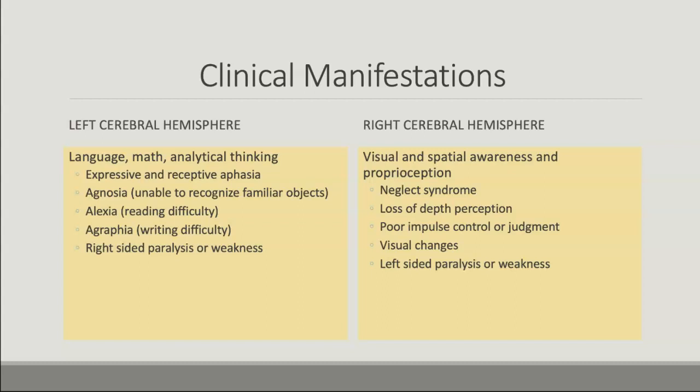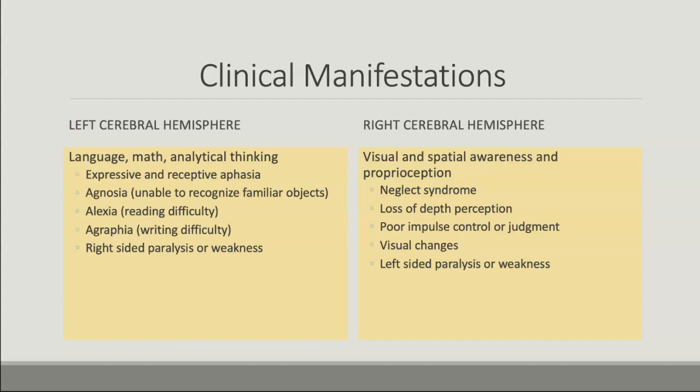When you think of left-sided stroke, you should be thinking of language. So left, language. You can have expressive or receptive aphasia, agnosia, which is the inability to recognize familiar objects. So if you gave them a penny, they might not recognize what a penny is. Alexia is difficulty reading. Agraphia is difficulty writing. And then again, because of the cross of the nerves, you have to think of that deficit on the opposite side when it comes to motor function. So if they have left-sided stroke, we think of language, and then we think of right-sided weakness.